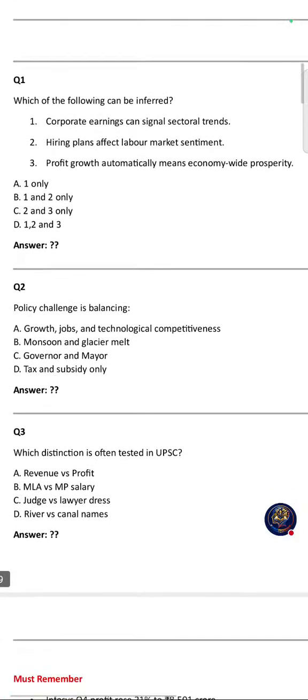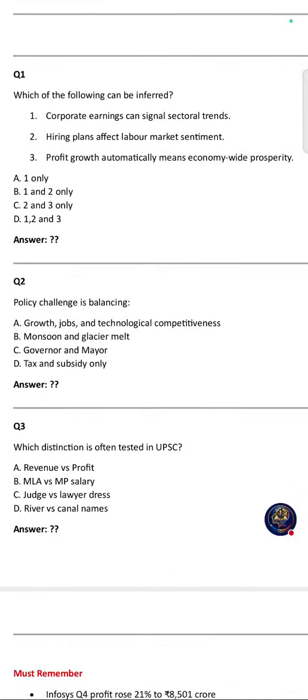Which of the following can be inferred? 1, corporate earnings can signal sectoral trends. 2, hiring plans affect labor market sentiments. 3, profit growth automatically means economy-wide prosperity. What is the answer? It is 1 and 2 only. Profit growth automatically meaning economy-wide prosperity is wrong. So 1 and 2, B option is correct.